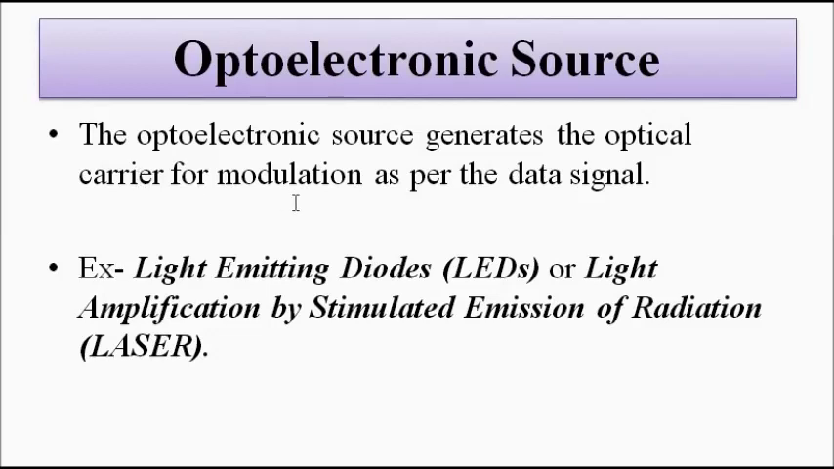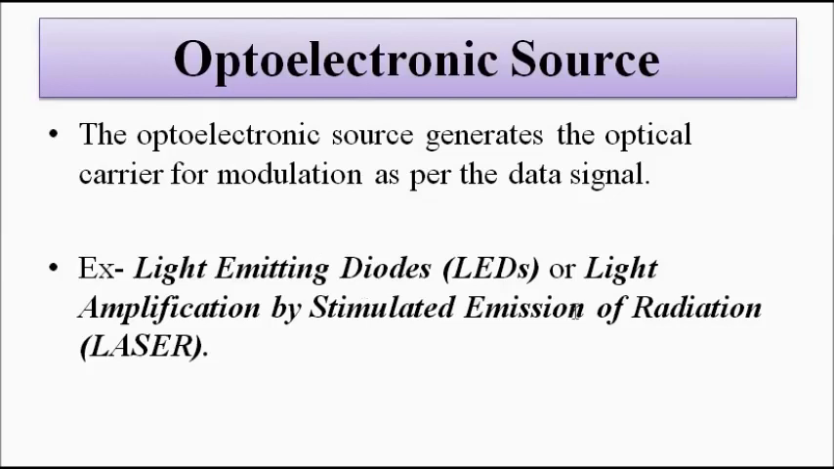So the characteristic features of this carrier signal depend on what type of source is used and what is the nature of the optoelectronic source. Now commonly used optoelectronic sources are light emitting diodes, LEDs, or laser, which is the short form for light amplification by stimulated emission of radiation.